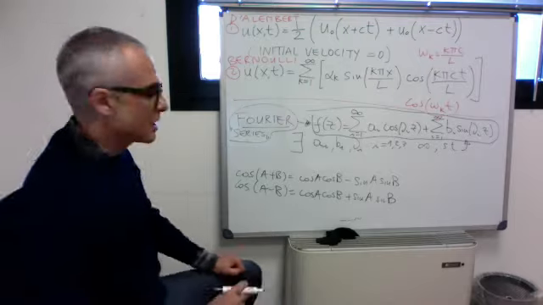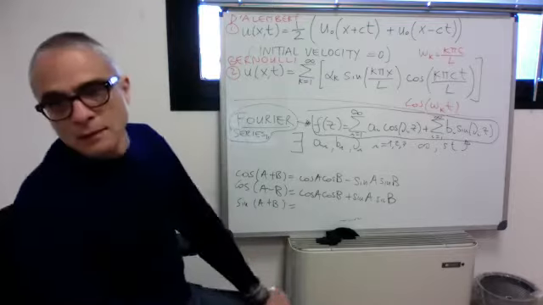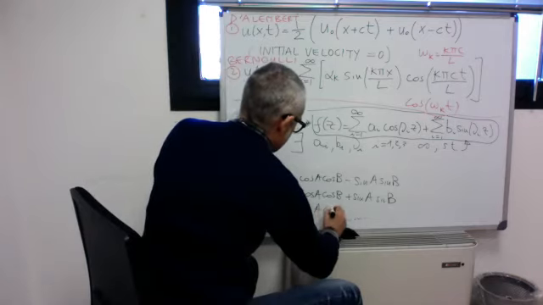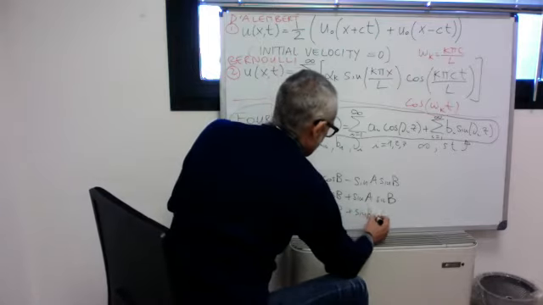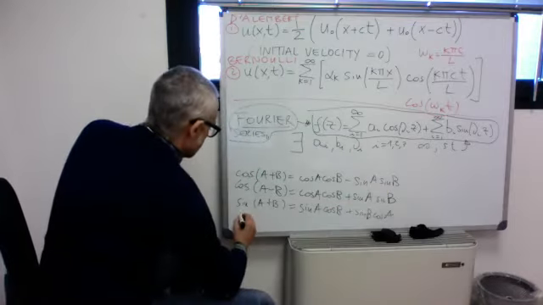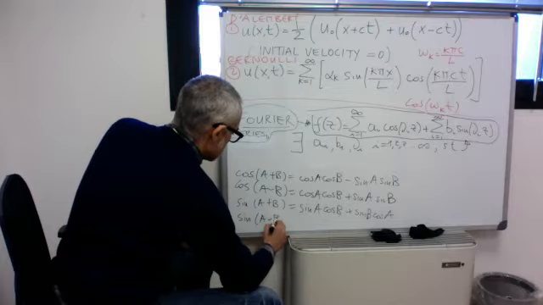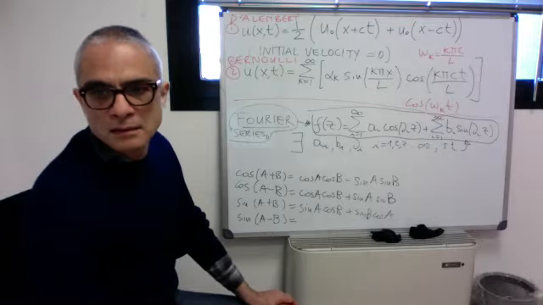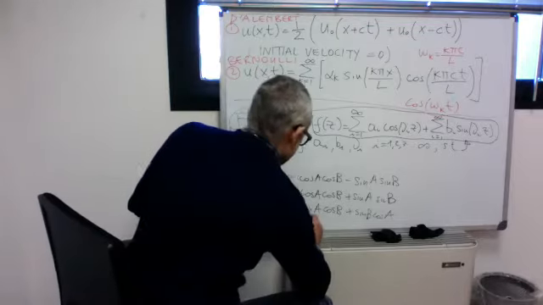The sine of a plus b is sine of a cos of b plus sine of b cos of a, and the sine of a minus b is the same thing with a minus. Okay.